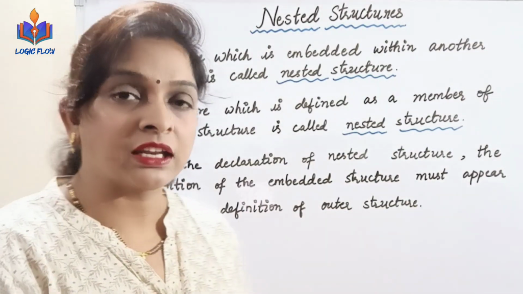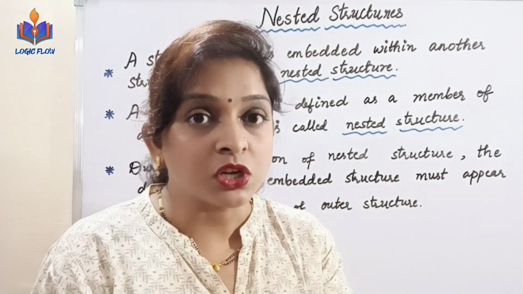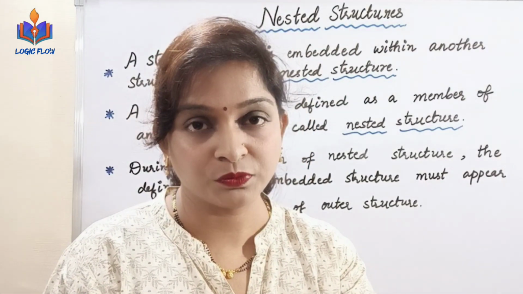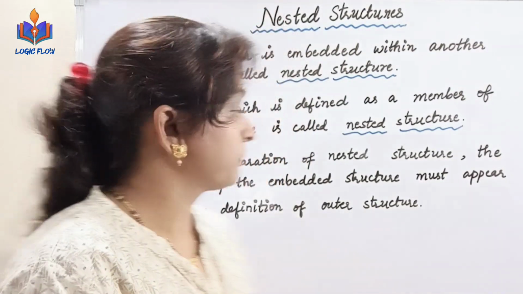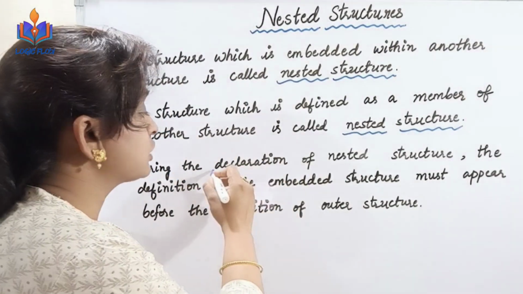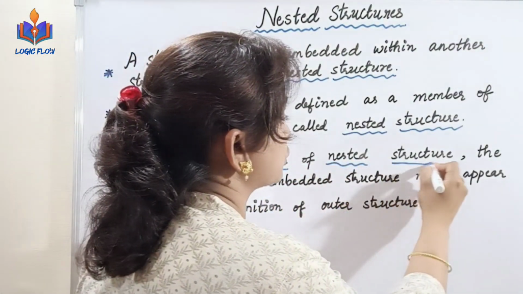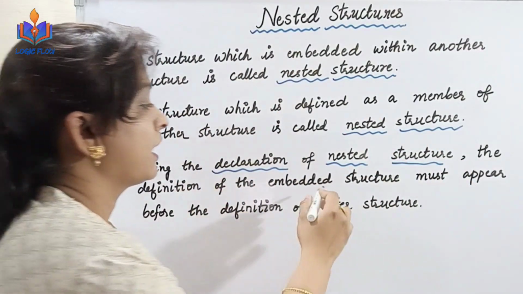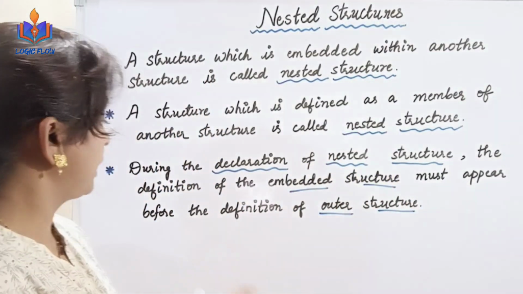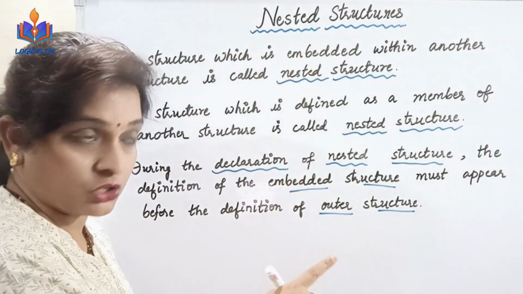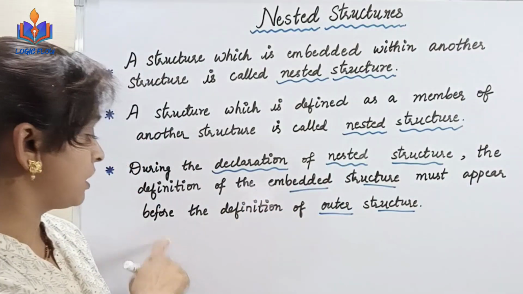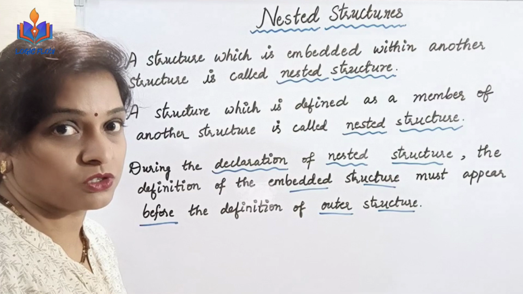Followed with that, you can understand in the simplest way that a structure acting as a member of another structure is what a nested structure is. And when I am creating such a nested structure, the declaration of the nested structure should be embedded before the outer structure. Means, during the declaration of a nested structure, the definition of the embedded structure must appear before the definition of the outer structure.